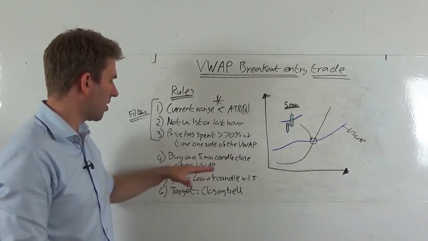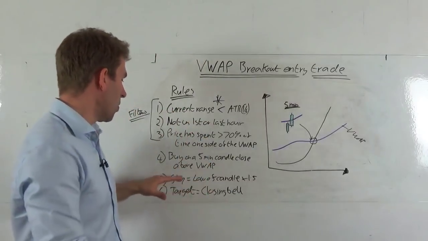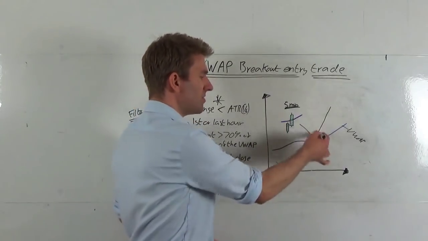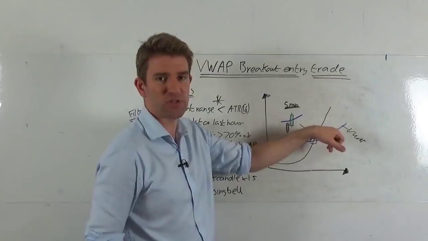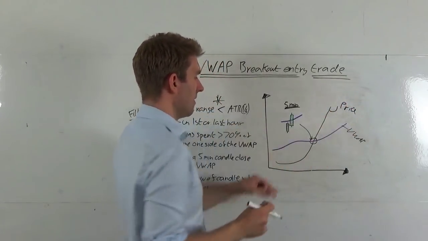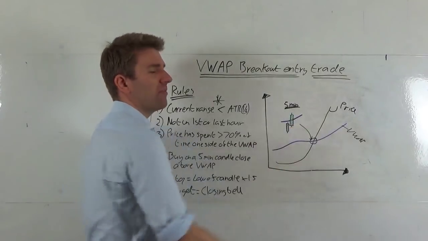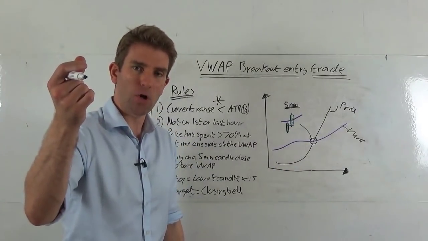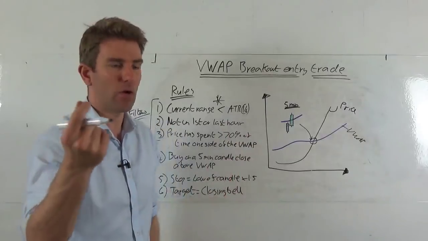On a 5-minute candle close above the VWAP, this is for longs, we are going to buy. So if we zoomed in on this little bit here, there's the VWAP, there's price crossing the VWAP, there's our candlestick. As we get the close above on the 5-minute candle, we're in on our long trade, or if we're the other way around, we're in on our short trade.